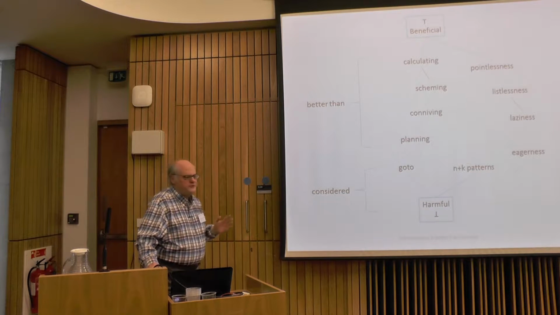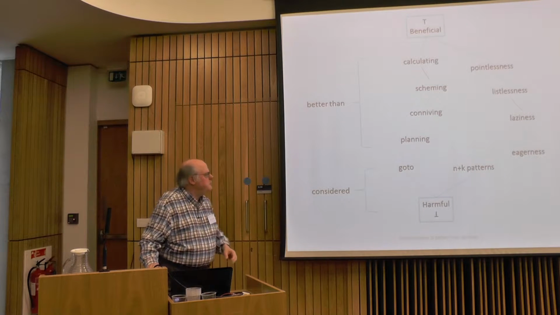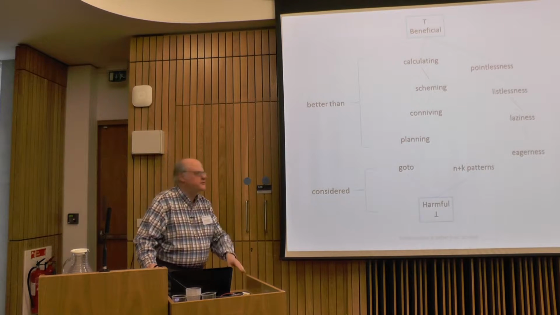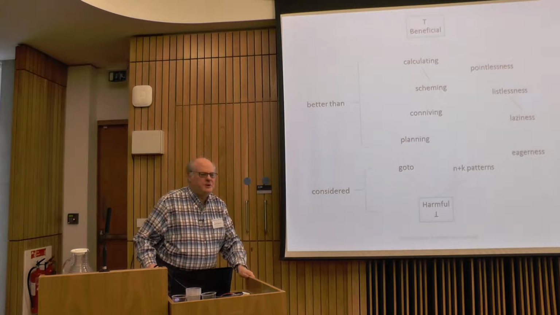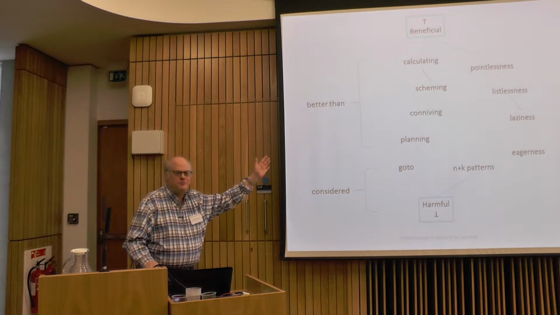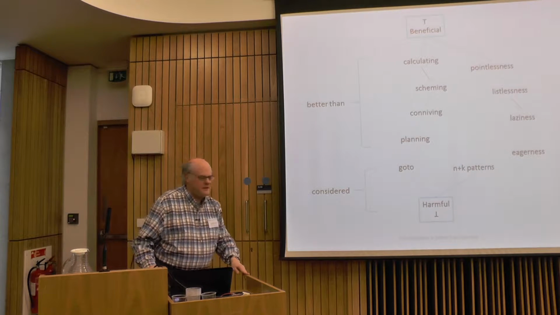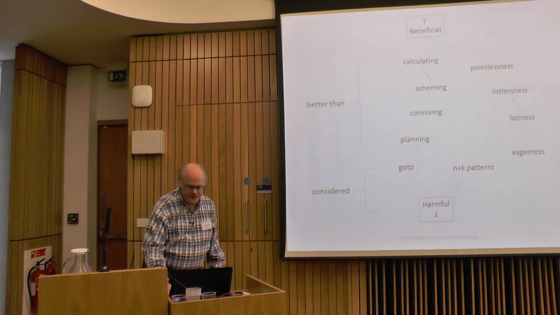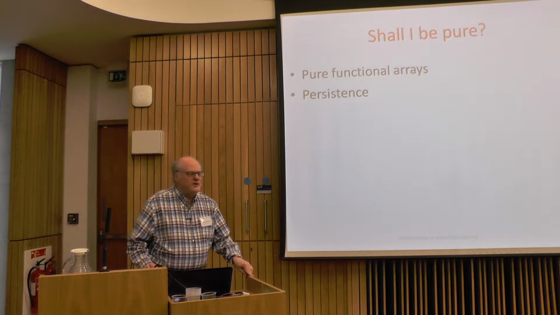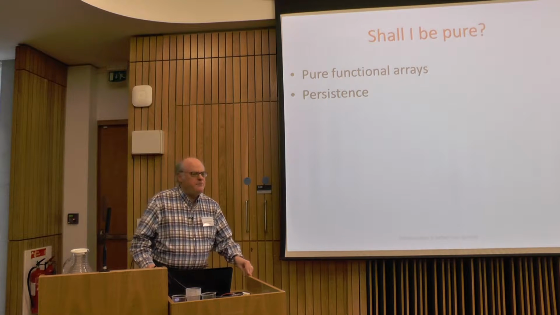And one of the most interesting ones was planner, which was then inferior to conniver, which was then inferior to scheme. And then Phil has a paper calculating is better than scheming. So I thought I would add in pointlessness, which must be even better than listlessness. So Phil asked the question in one of his papers, or many of them, shall I be pure?